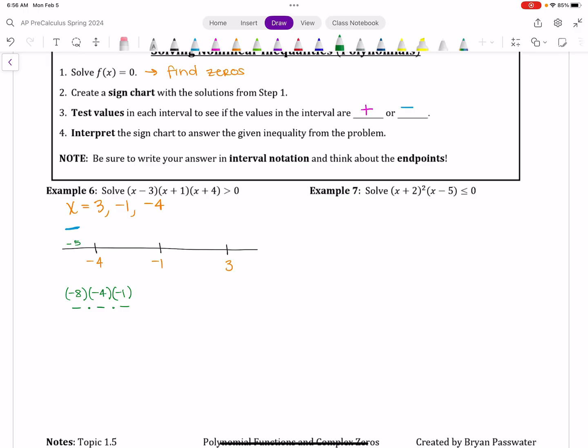And then if we think about between negative 4 and negative 1, we can test negative 2. Negative 2 minus 3 would be negative 5. Negative 2 plus 1 would be negative 1. Negative 2 plus 4 would be positive 2. So we would have a negative times a positive, which would end up getting us a positive. So from negative 4 to negative 1, we are positive.